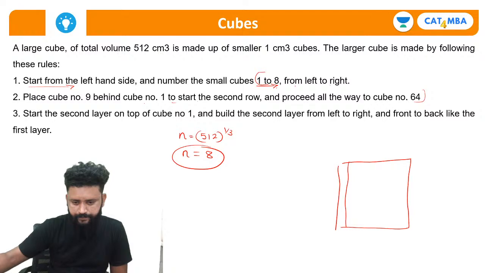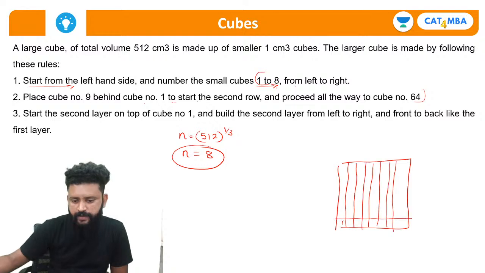So what is given here? We'll number from left to right 1, 2, 3, 4, 5, 6, 7 and 8. Then after that we'll place 9 behind 1. Then 10, 11, 12, 13, 14, 15, 16. Then 17, 18, 19 and so on.